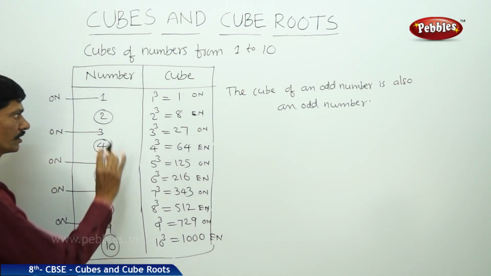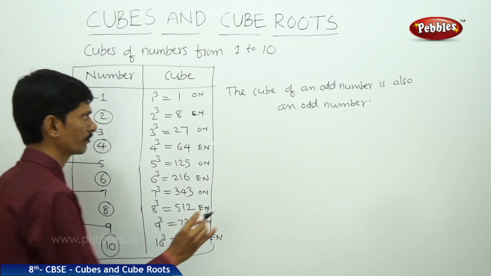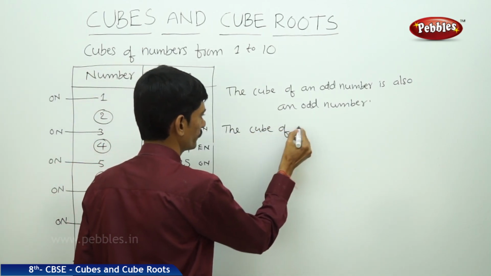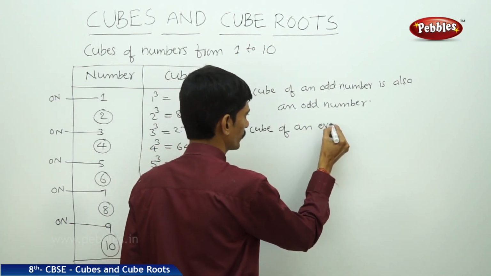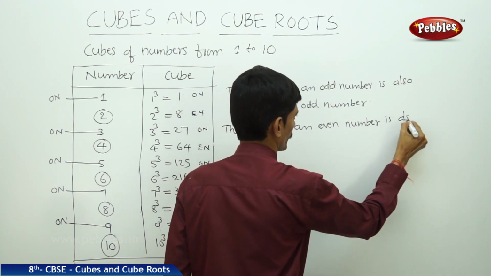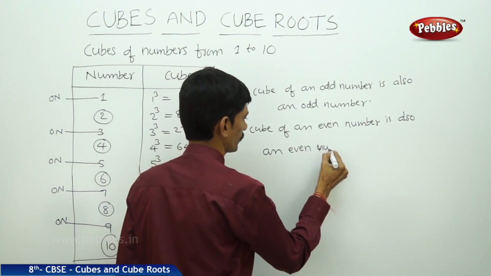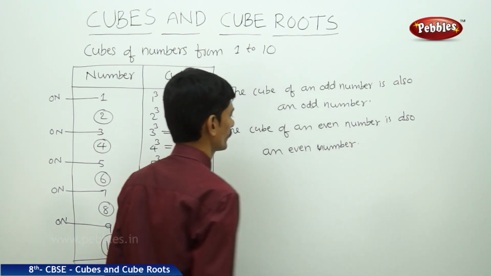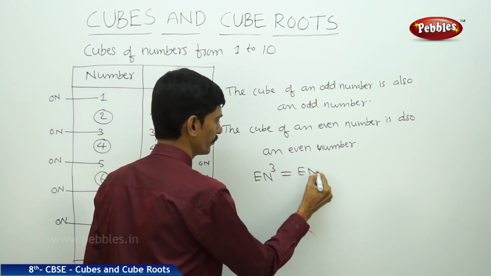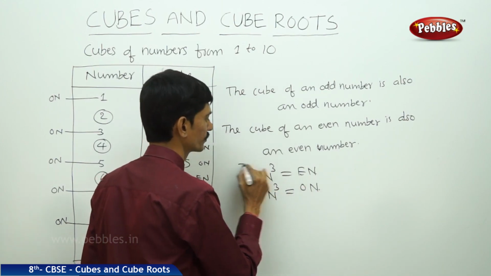So we can write that the cube of any even natural number is also an even natural number. So we can write the conclusion: the cube of an even number is also an even number. So even number cube equals even number, and odd number cube equals odd number.